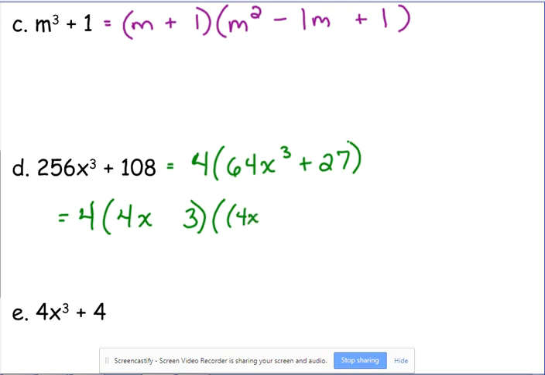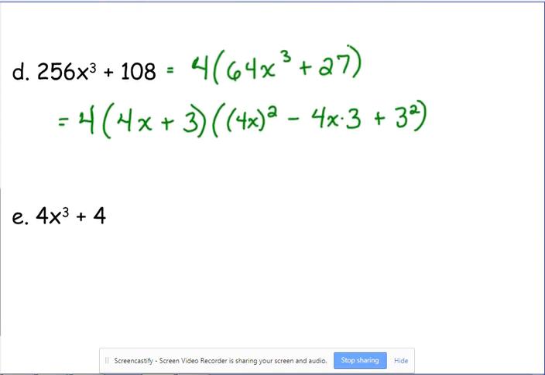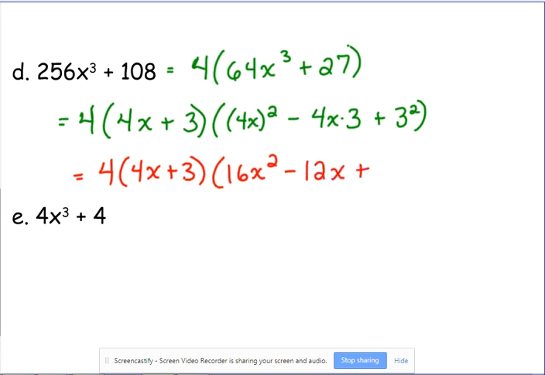Okay, we square the 4x. We multiply the 4x and the 3 together. And we square the 3. So same, opposite, always positive. And let's finalize it. 4 times 4x plus 3 times 16x squared minus 12x plus 9.